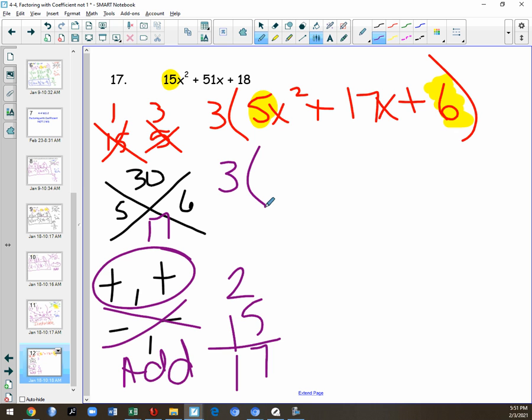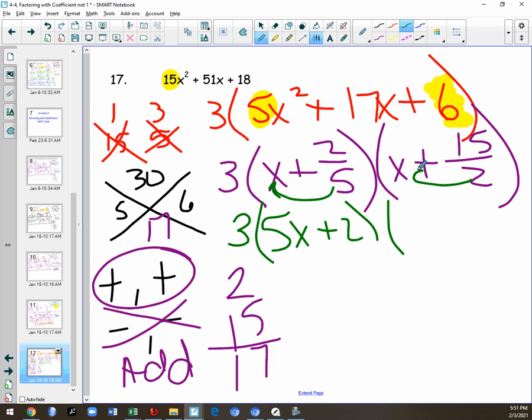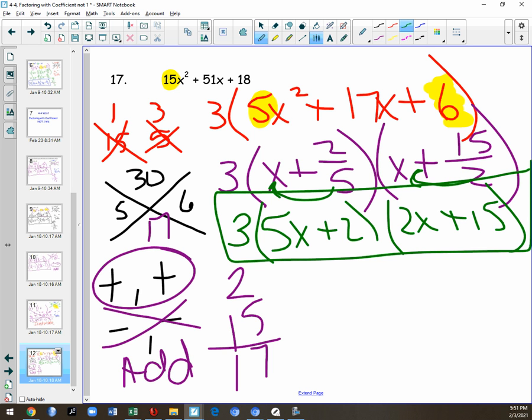So I bring down the 3, and I am going to have an x plus a 2 over my a value, which is 5, x plus a 15 over the 5 of my a value, and I reduce. 2 over 5 does not reduce, and 15 over 5 reduces, which means I drop down the 3, and I bring this 5 out in front of the x. I bring this 2 out in front of the x, and then this is your complete factored form.